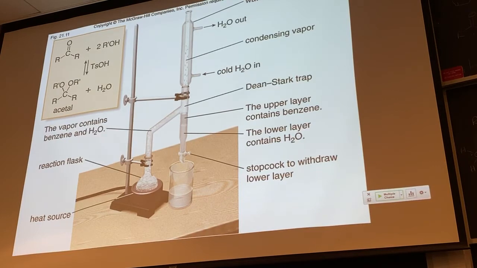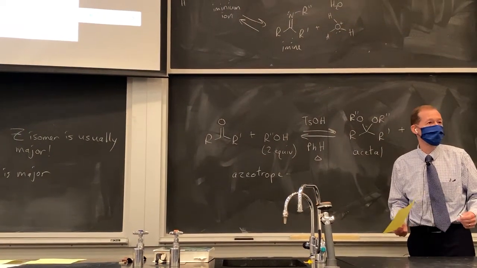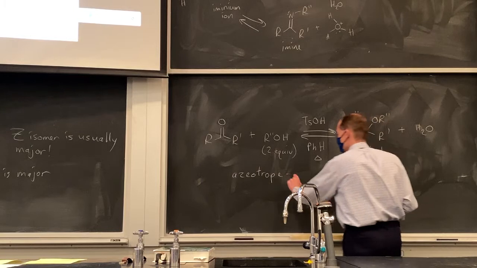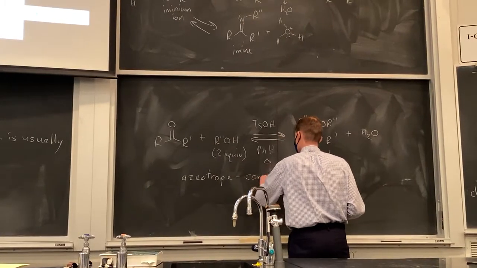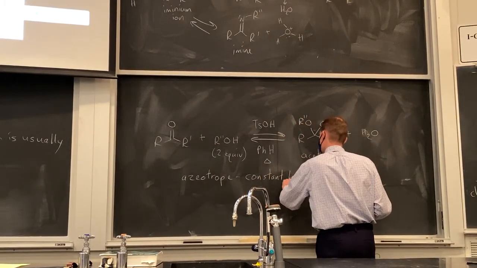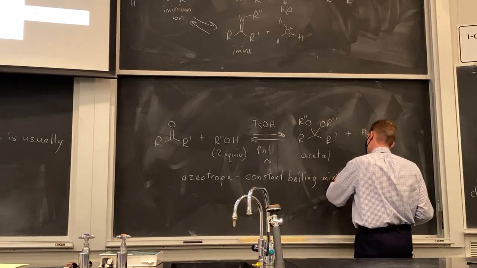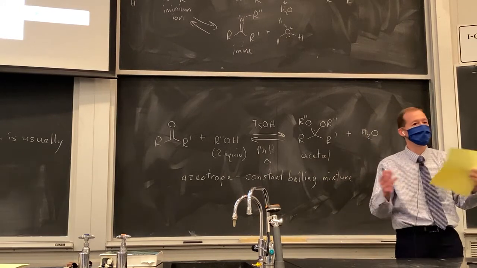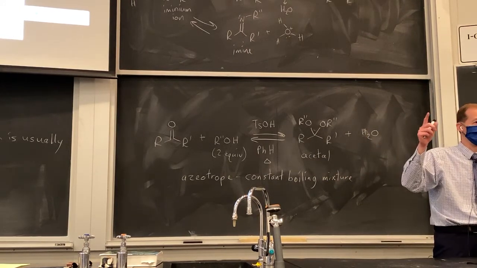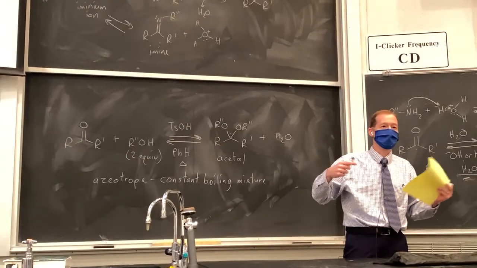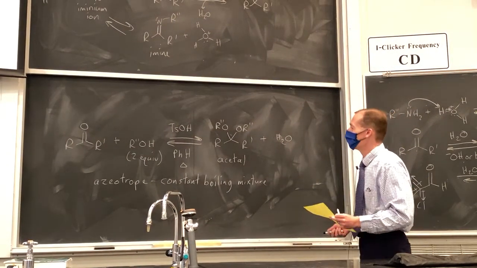And it relies on a species called an azeotrope. Does anyone know what an azeotrope is? It's a term you may have learned in general chemistry. It refers to a constant boiling mixture. So sometimes when you mix two liquids together, instead of boiling at their two different boiling points, they will mix and boil at a single boiling point, which is lower than the boiling point of the two liquids on their own.